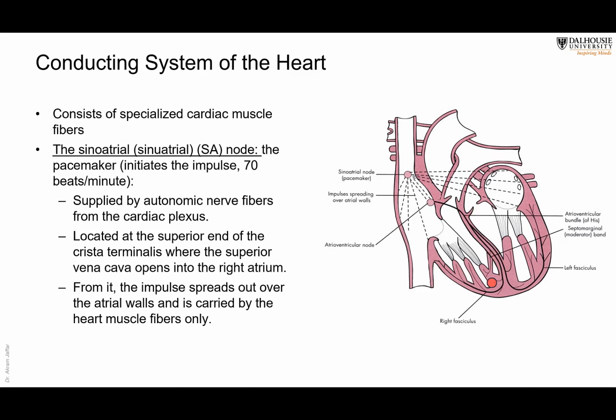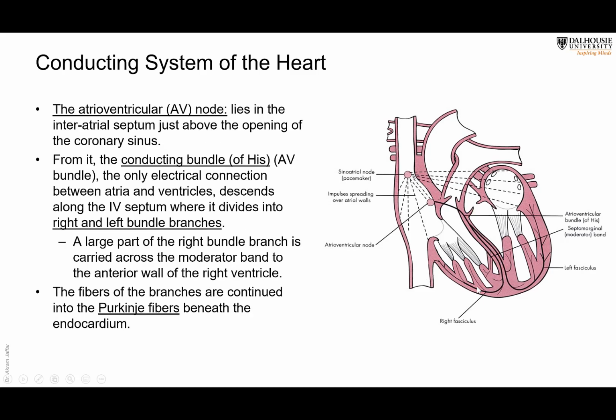The right bundle branch passes into the moderator band to reach the anterior wall, and the left bundle branch goes to the apex of the heart. Then we have what we call Purkinje fibers. You can only see all of this system through the microscope, because they are modified cardiac muscle fibers. Again, I repeat, you will not be able to see the conducting system of the heart, but this is where it is located.